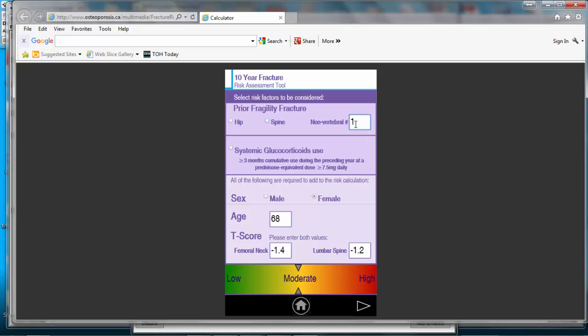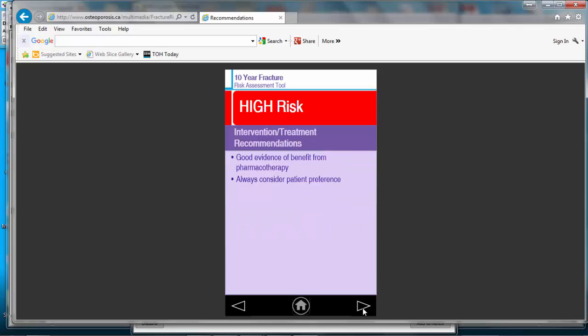One non-vertebral fracture, such as a wrist fracture, brings her to moderate risk, while two brings her to high risk. If she was on systemic steroids, meaning the cumulative use during the preceding year at an average dose of greater than 7.5 milligrams daily, that brings her to moderate risk. But if unfortunately she sustains a wrist fracture, that brings her up to high risk. And we know that with the high-risk patient, there's good evidence that the patient would benefit from pharmacotherapy.